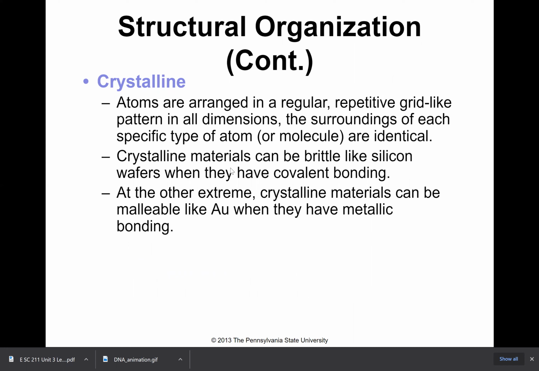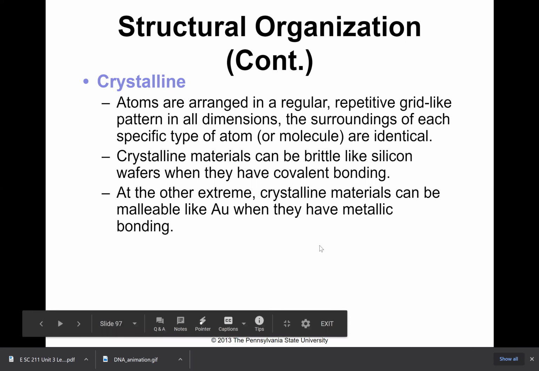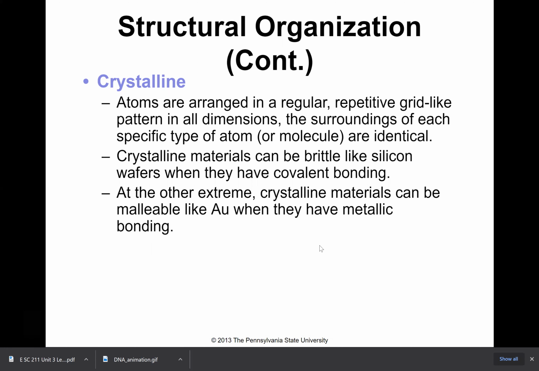Crystalline materials are when the atoms are arranged in a regular, repetitive, grid-like pattern in all dimensions. The surroundings of each specific type of atom or molecule are identical. Crystalline materials can be brittle like silicon wafers when they have covalent bonding. At the other extreme, crystalline materials can be malleable like gold when they have metallic bonding. So they have a pretty wide range of properties.